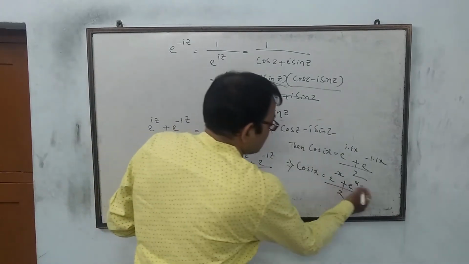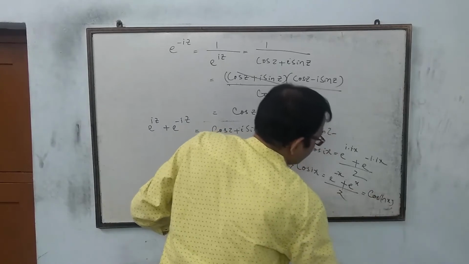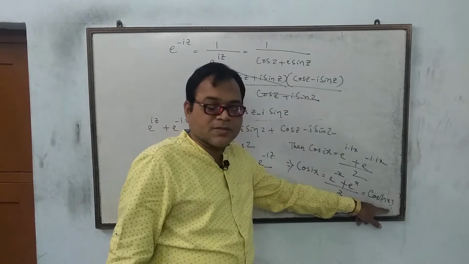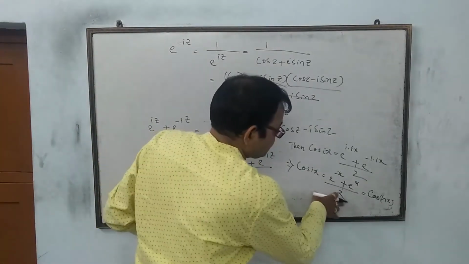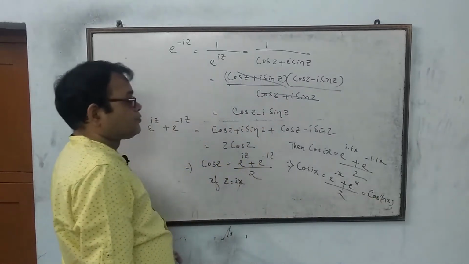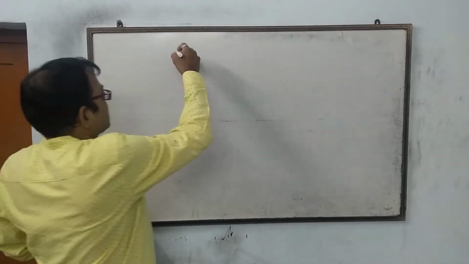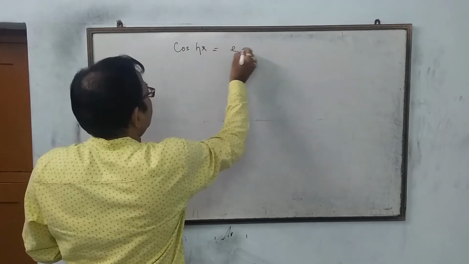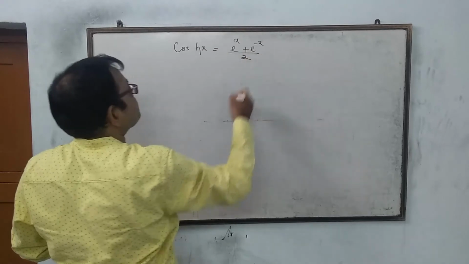This function is called the hyperbolic function of cosine. So I can write cos ix is equal to cosh x. This is called the hyperbolic function. Pause the video, note it down. You see that we got cosh x is equal to e to the power of x plus e to the power minus x by 2.